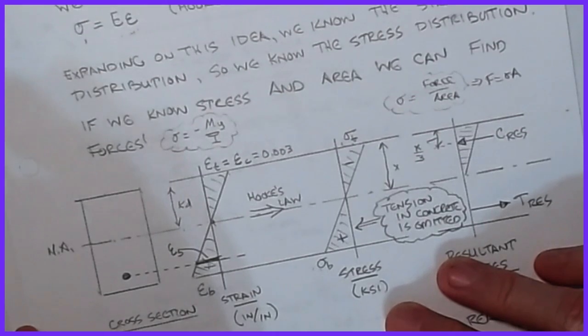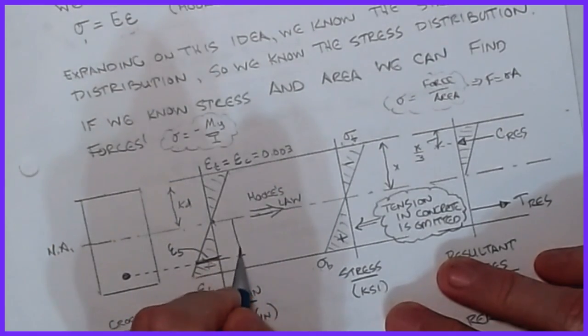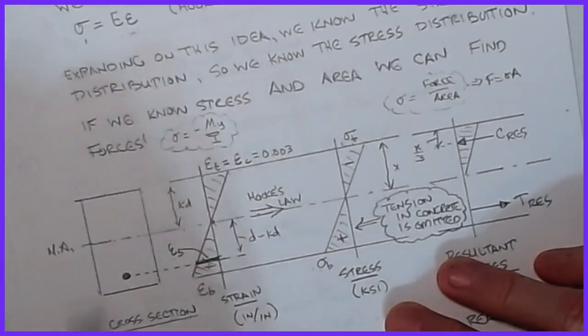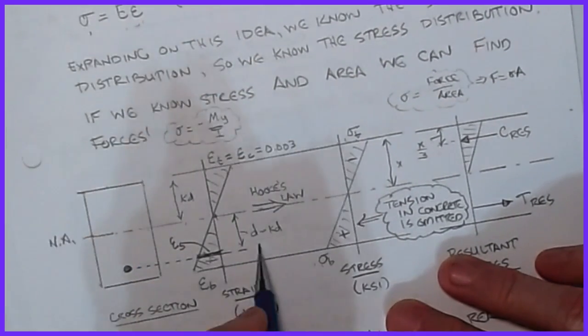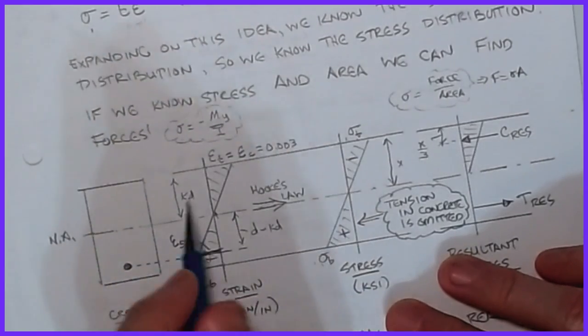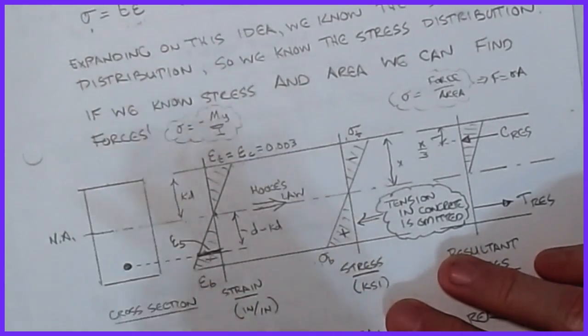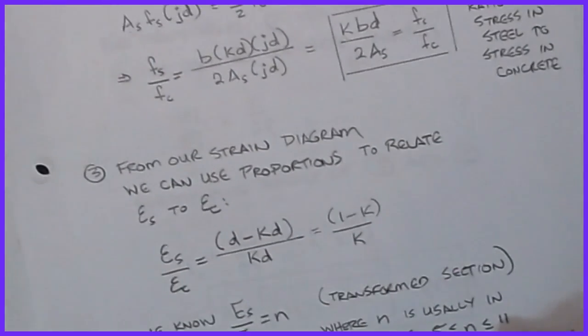Okay, and then if we do that, then this distance right here has to be D minus KD, right? Because it was D from here all the way down. So, and again, if I can find K, I know everything. K is what defines the strain diagram on that, and so we should be able to then move into setting up the stresses in our steel, and that's all we're going to do.